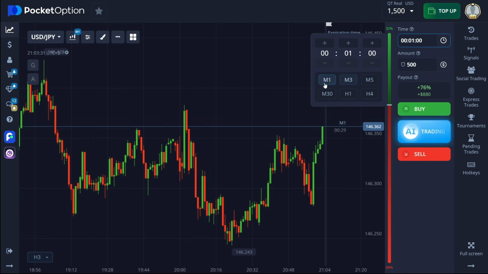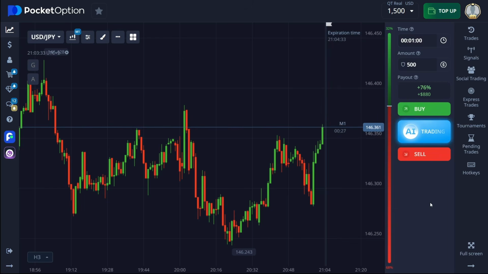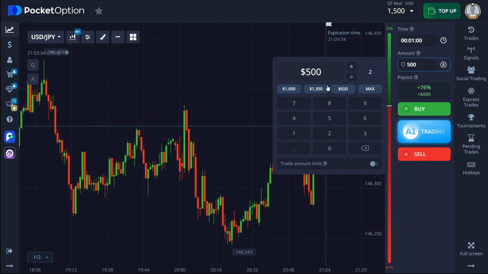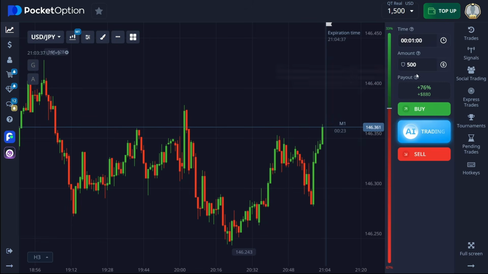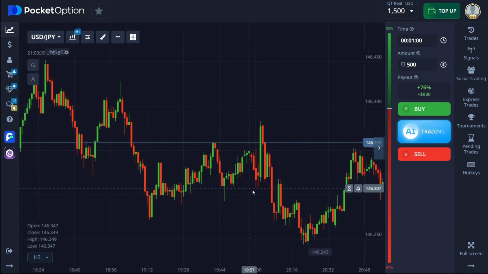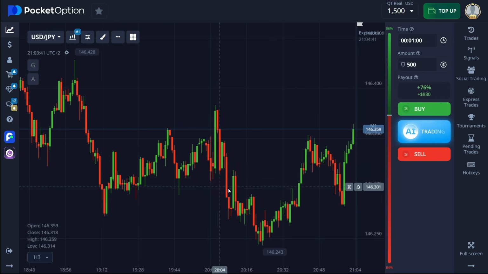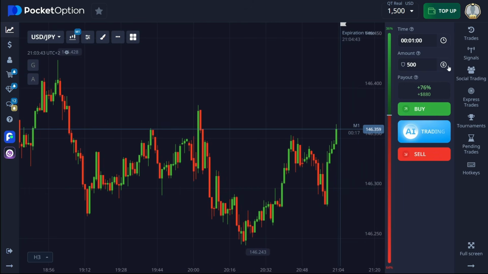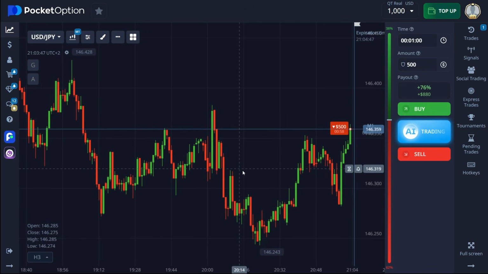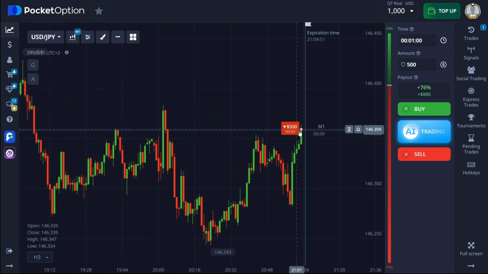Starting deposit today, $1,500. We're opening 1-minute trades, each one using a third of the deposit. First trade, $500, and we'll increase the amount as we go. I'm opening the first trade down, and while it runs, I'll explain why.